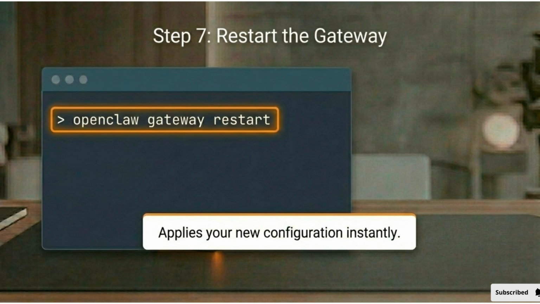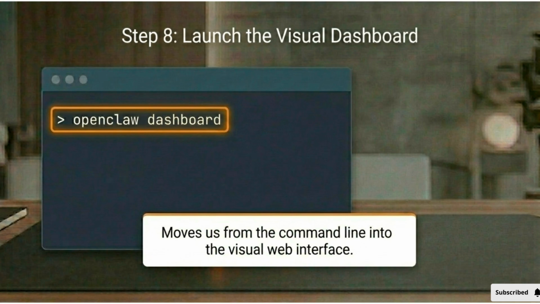Step 7, restart the gateway. Run the command OpenClaw Gateway Restart to instantly apply your new configuration. Step 8, launch the visual dashboard. Enter OpenClaw Dashboard. This moves you from the command line into the visual web interface.